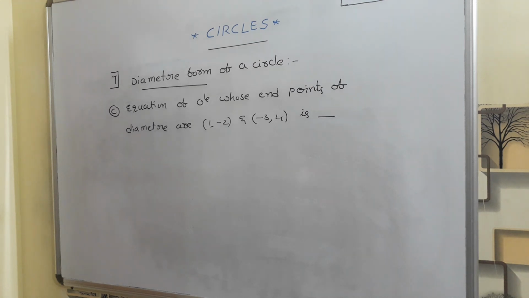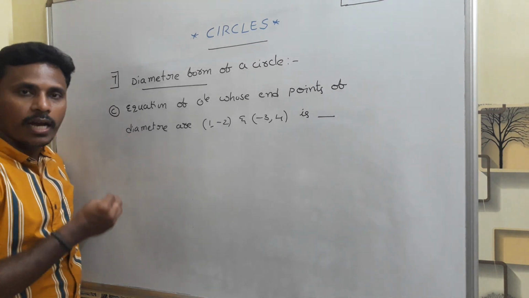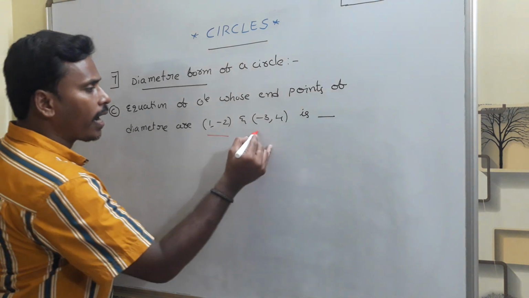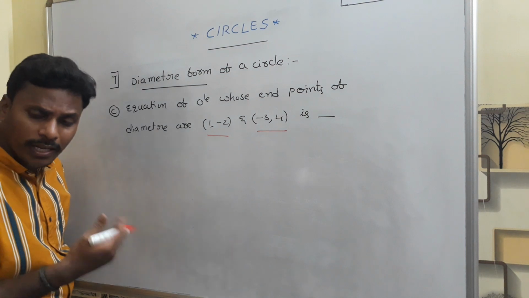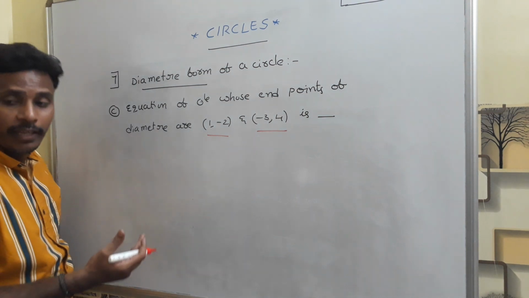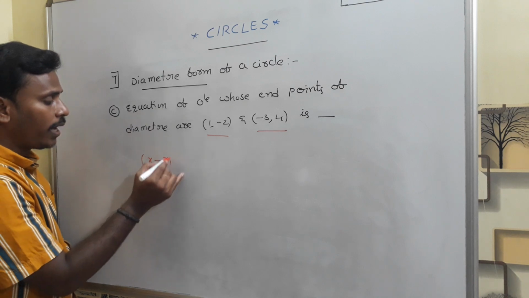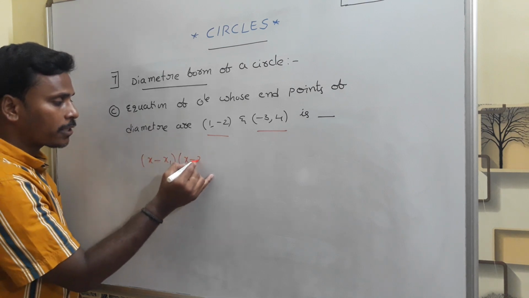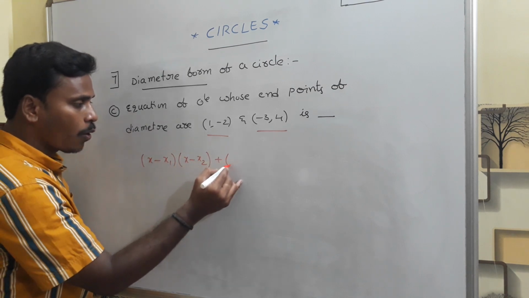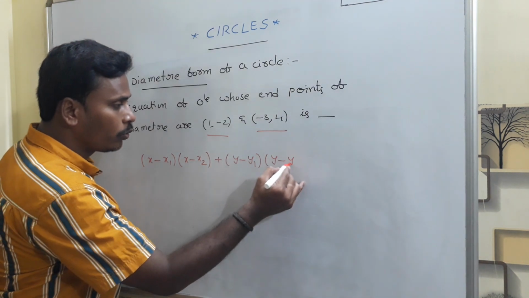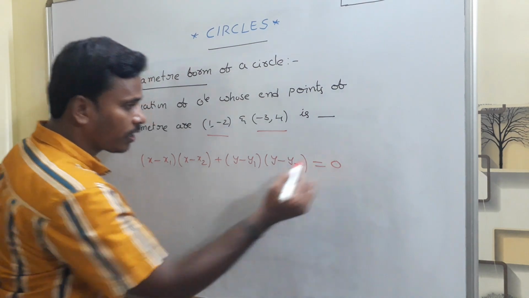I have a problem on the board: find the equation of a circle whose endpoints of the diameter are (1, minus 2) and (minus 3, 4). These two are the endpoints of the diameter. So what is the diameter form? To find the equation of the circle, as we discussed, the diameter form is (x minus x1) into (x minus x2) plus (y minus y1) into (y minus y2) is equal to 0. Is it clear?